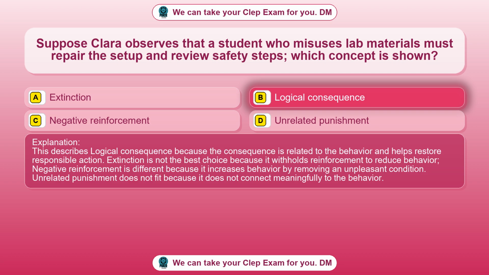This describes logical consequence because the consequence is related to the behavior and helps restore responsible action. Extinction is not the best choice because it withholds reinforcement to reduce behavior. Negative reinforcement is different because it increases behavior by removing an unpleasant condition. Unrelated punishment does not fit because it does not connect meaningfully to the behavior.